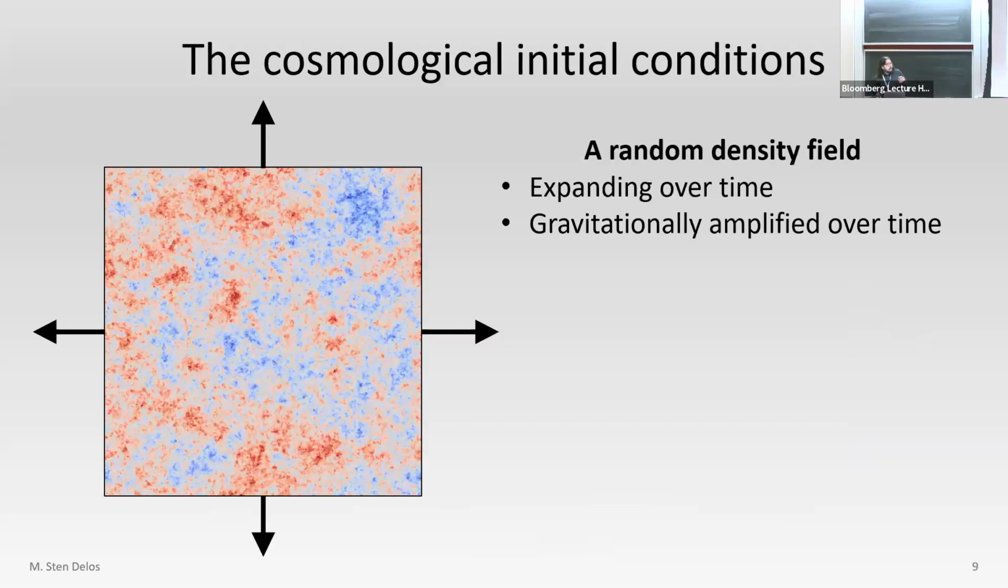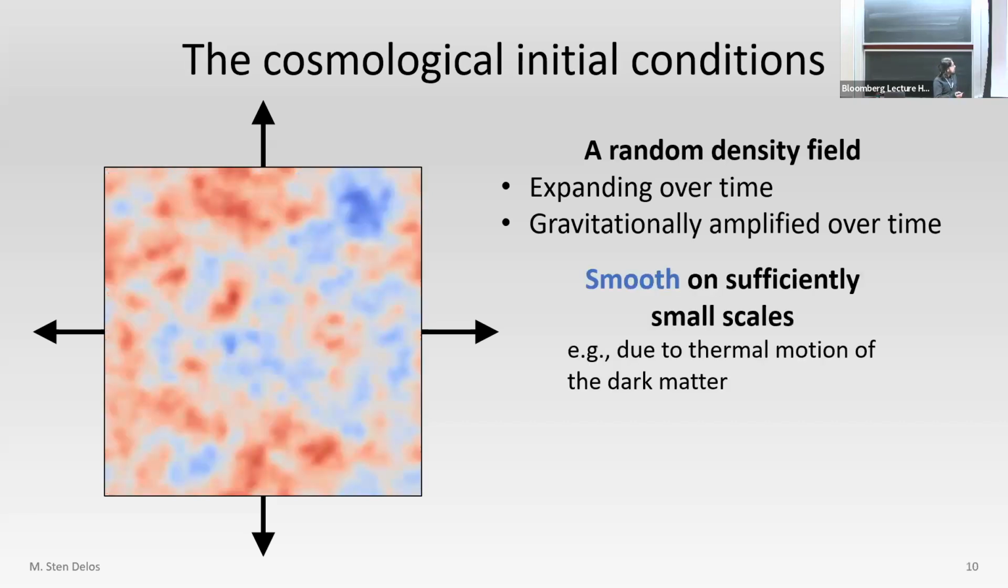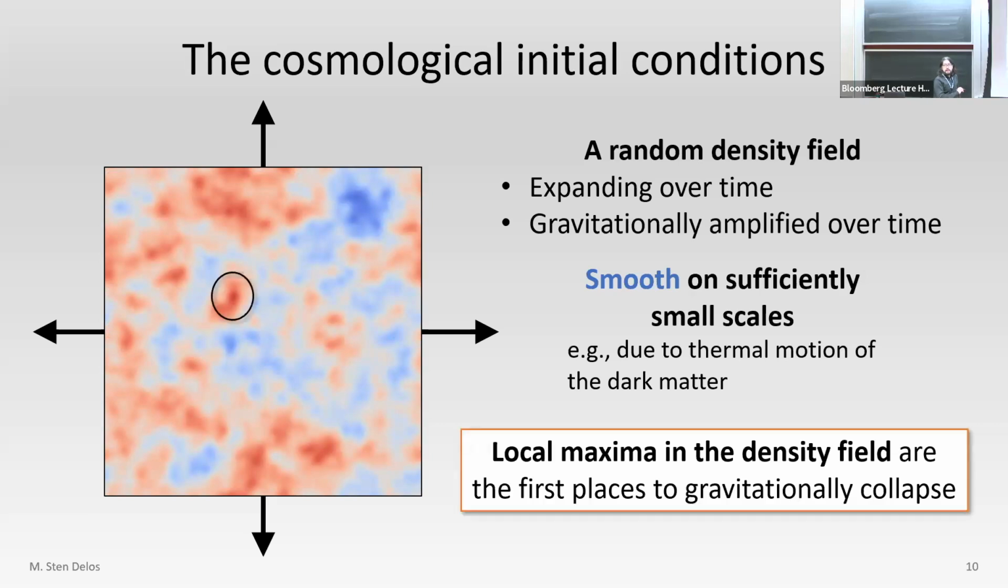So this story starts with the cosmological initial conditions. These are a random density field that is expanding over time and getting gravitationally amplified over time. But now I say that on some sufficiently small scale, the initial density field should be smooth, for example, due to the thermal motion of the dark matter. And in a smooth density field, there are well-defined local maxima. These are going to be the places where gravitational collapse begins. But do you really need there to be a cutoff in P(k), because in regular lambda CDM, it only grows logarithmically as you go to high k. Is that good enough? Not good enough. Yes, you need to have a cutoff.